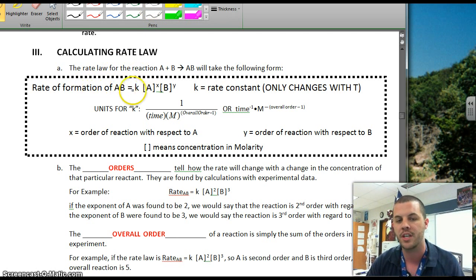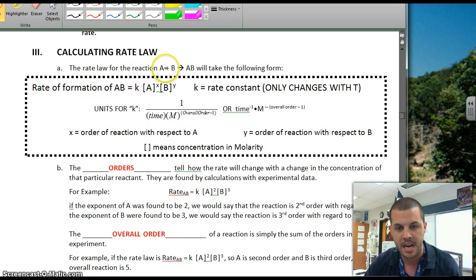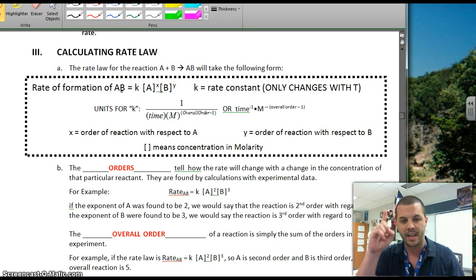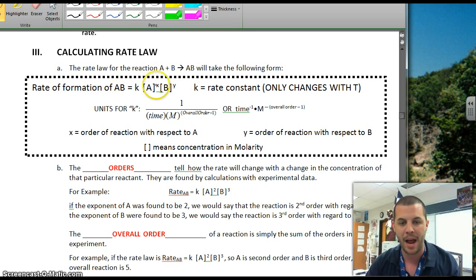The rate of formation of product AB, okay, if this is our reaction, A plus B yields AB, the rate of formation of product AB is going to equal K times the concentration of A to the X power times the concentration of B to the Y power. Okay, what does all this mean? K is our rate constant. It's only going to change with the temperature. Okay, you're going to have the same K value for every single problem as long as the temperature remains constant.